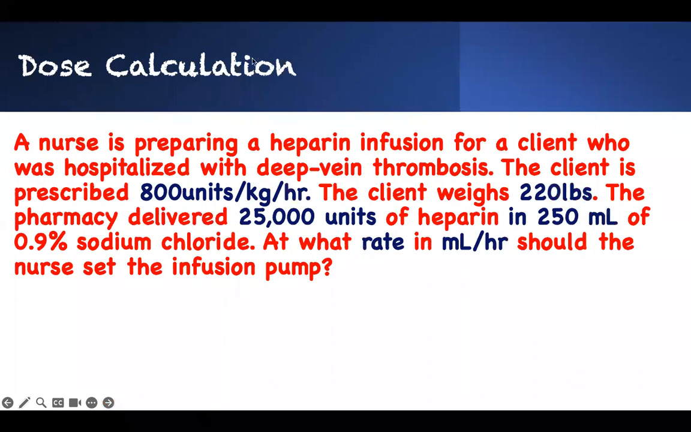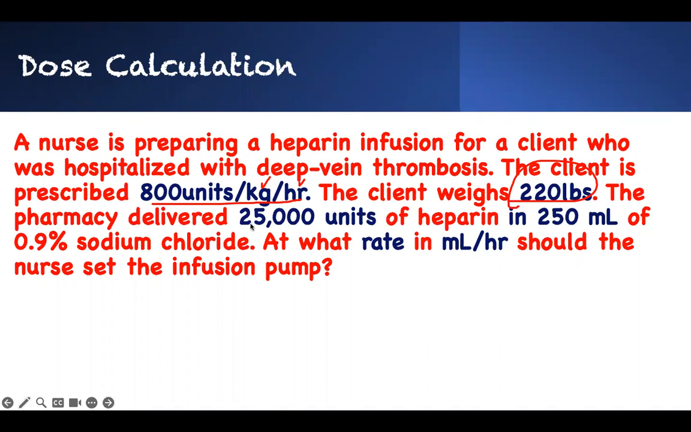Similar question, similar language. A nurse is preparing a heparin infusion for a client who was hospitalized with DVT. The client is prescribed this. So that's the prescribed dose, right? Now I put a kilo there and an hour, right? The client weighs what? 220 pounds.